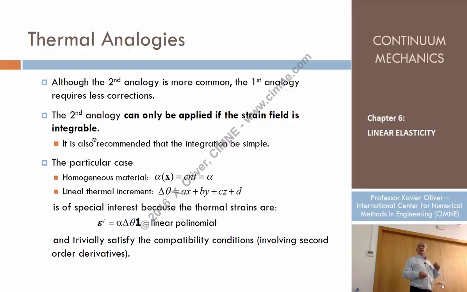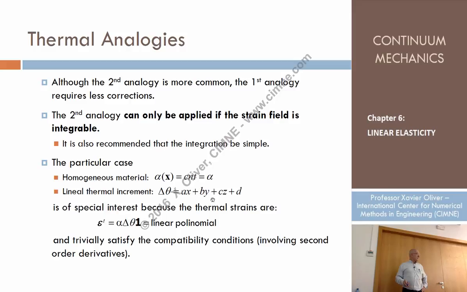Well, let me just say something additional here. For instance, let's consider the case in which the material is homogeneous. What does homogeneous mean? Homogeneous means that dependence on space is zero. It doesn't exist, okay? So that means that the property of the material, and in particular the thermal expansion coefficient, is constant, okay? And then let's consider that the increment of temperature is linear in x, y, z, okay?